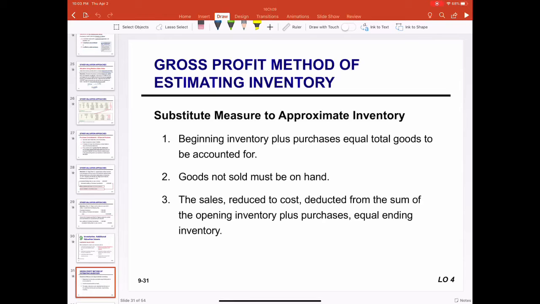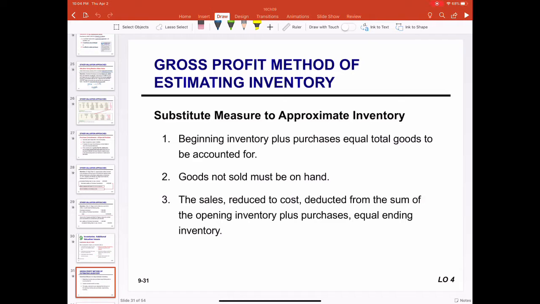In this part, I'm introducing the gross profit method to estimate inventory. In some circumstances, it is impossible to get the actual value of inventory, so estimating inventory is more applicable and economical. So how do we estimate inventory?